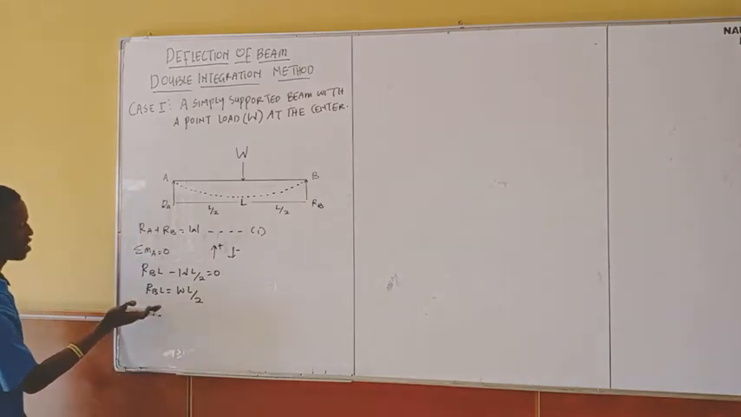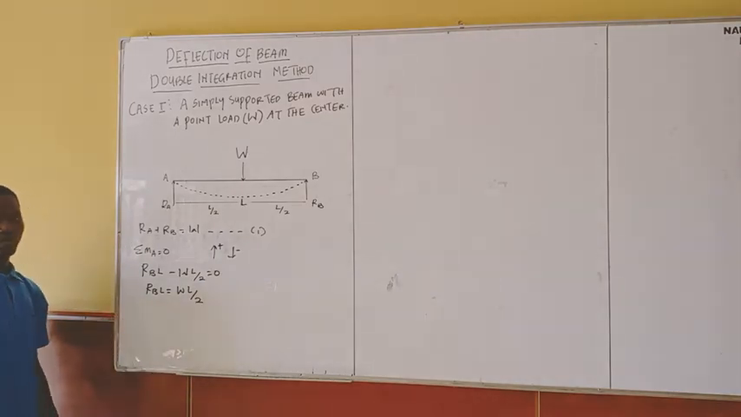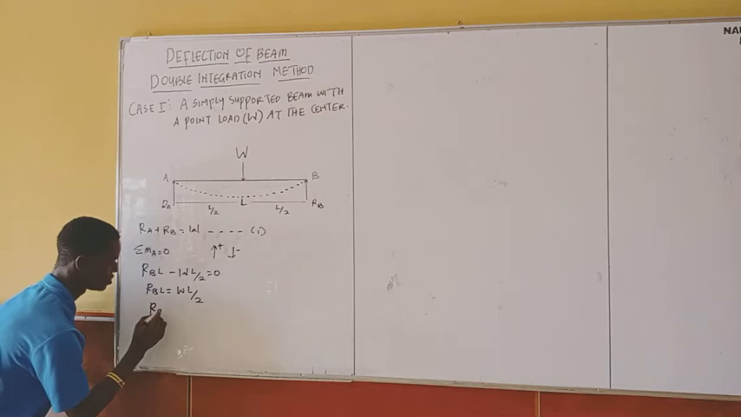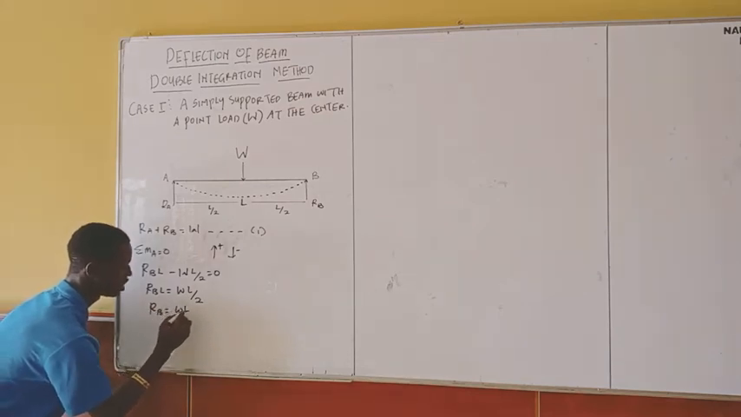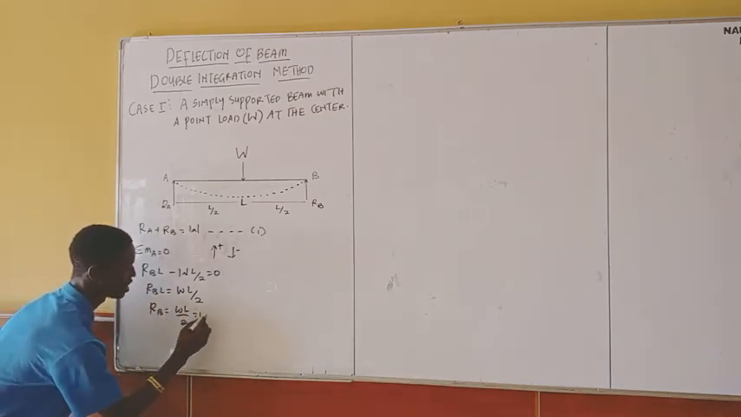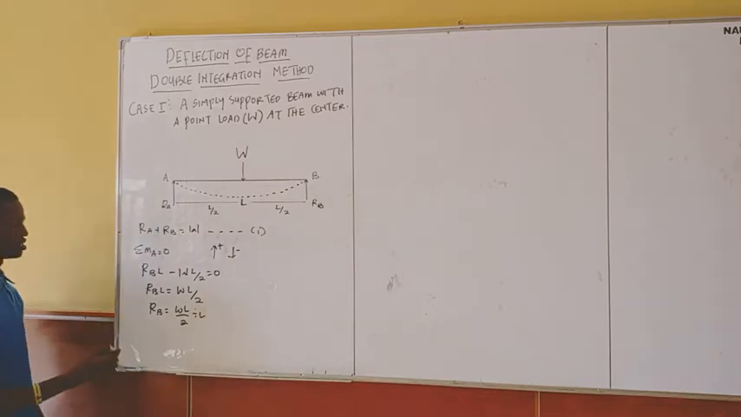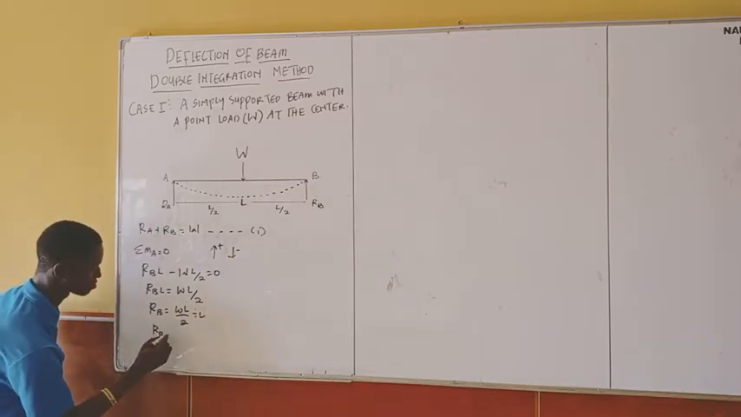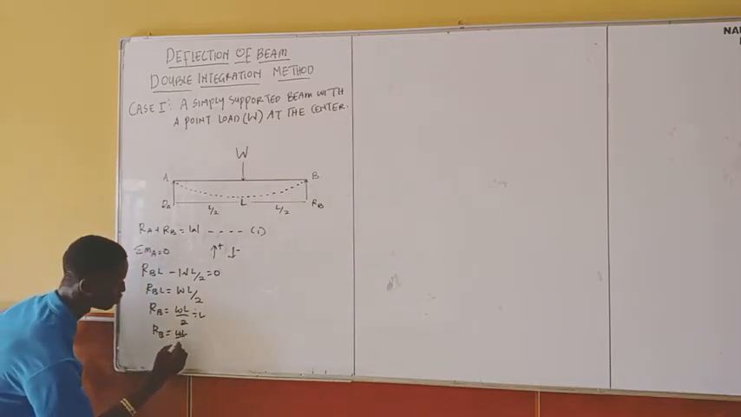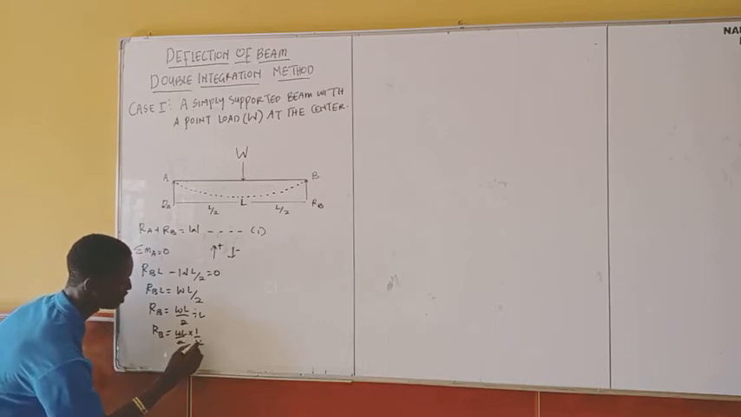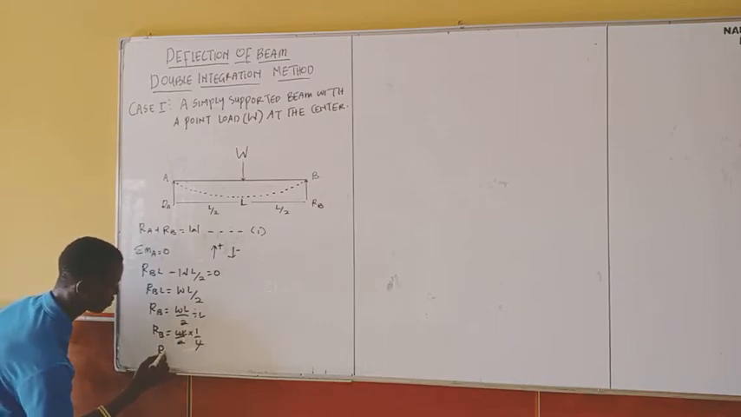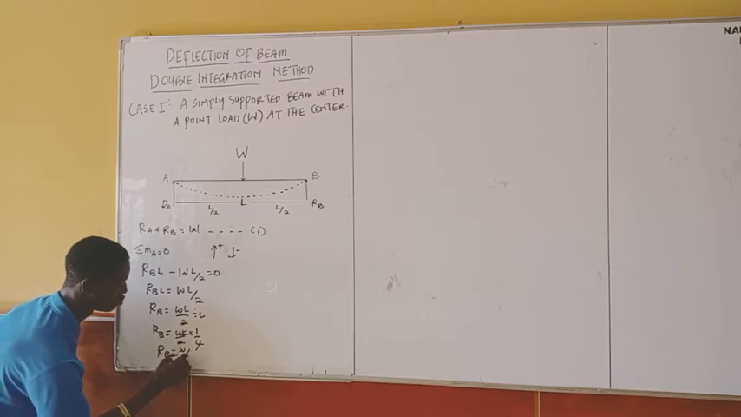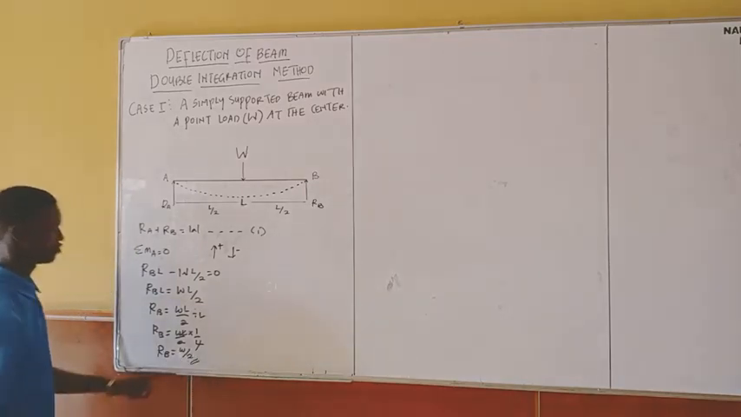So for me to find my RB now, I'm going to divide both sides by L over 2. Therefore RB equals WL over 2 divided by L. You understand? So in this case now, my RB equals WL over 2 divided by L. L will cancel L. Then my RB is going to be W over 2. So this is the value of my RB.